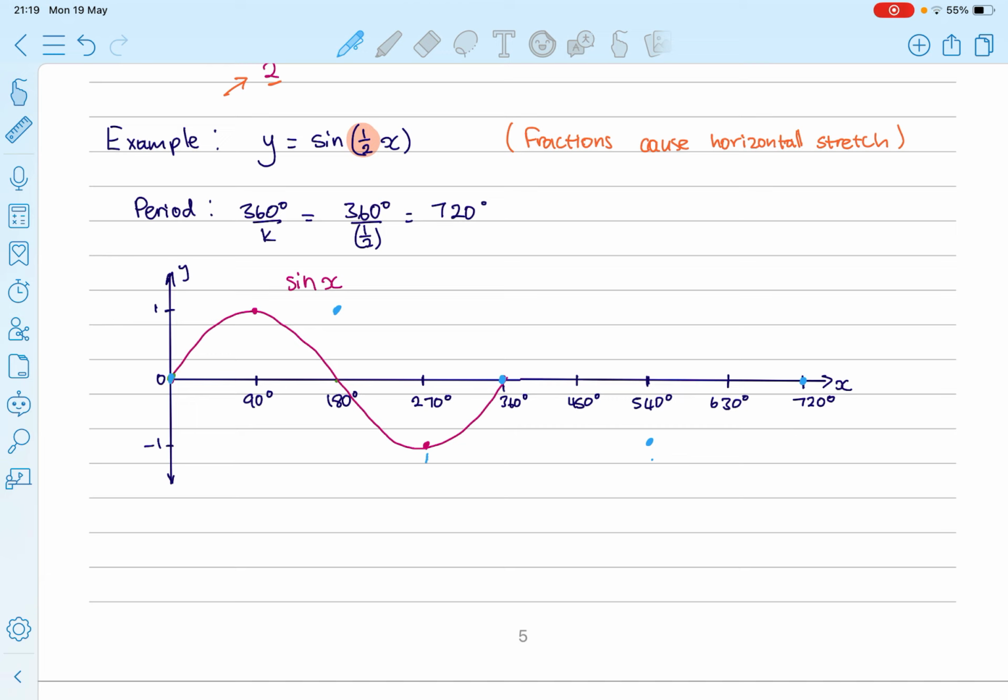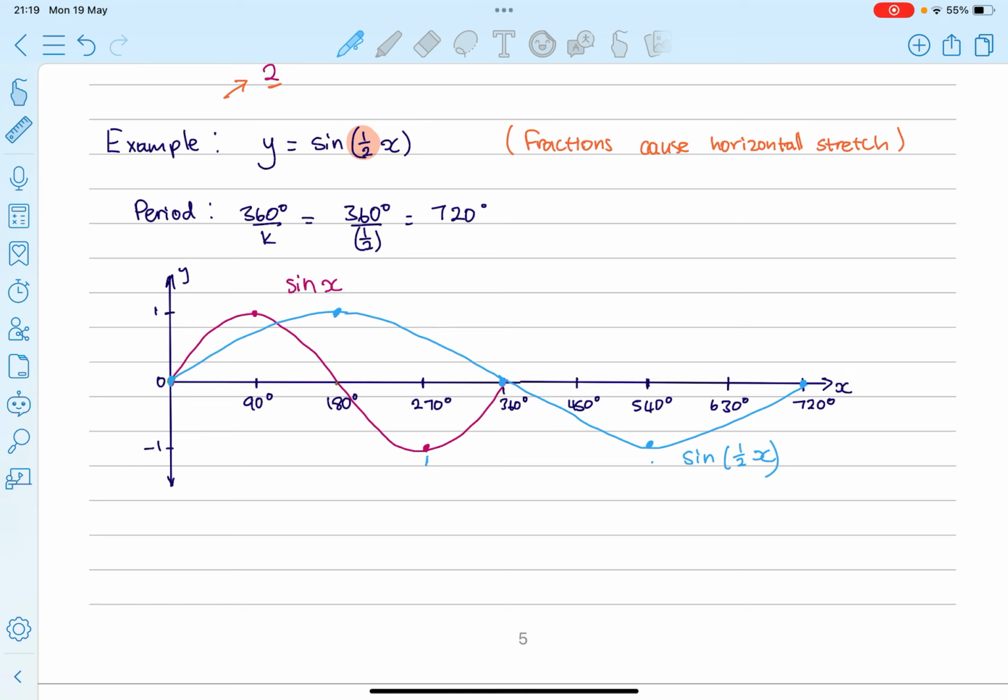Now I just need to join my points. So it's like that. And then it comes down like that. Connects there, goes up like that. Now this blue one is the graph of sine a half x. And as you can see, like what we said earlier, when k is a fraction, it causes a horizontal stretch. So your graph has sort of been stretched out like a spring.